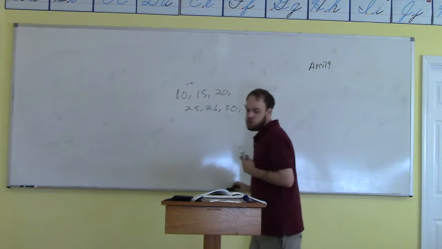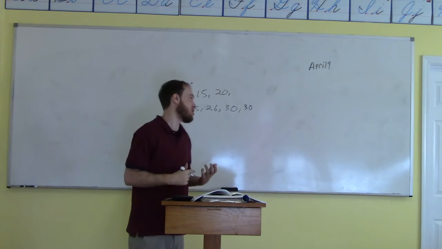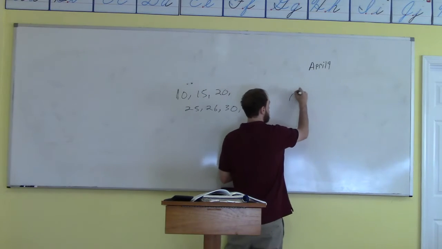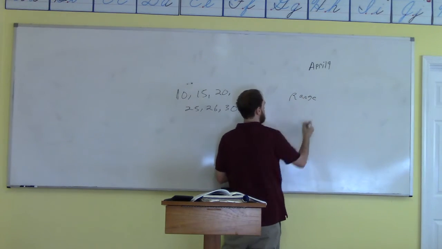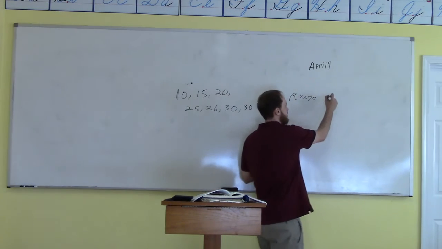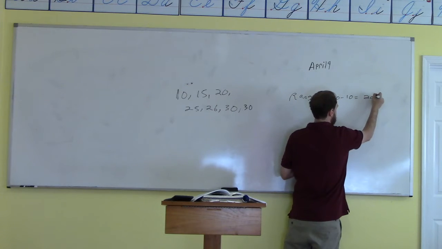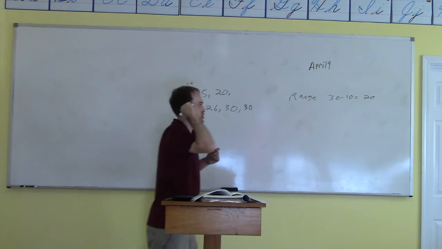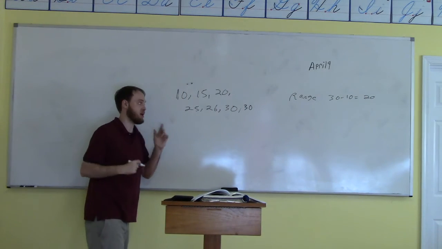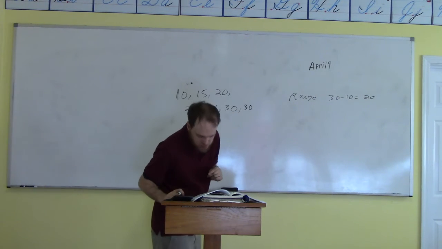Now, to find the range of this set of data, the range is the biggest minus the smallest. So it would be 30 minus 10, and the range would be 20. That's pretty straightforward. The range is just the biggest minus the smallest, so you do 30 minus 10 and get 20.